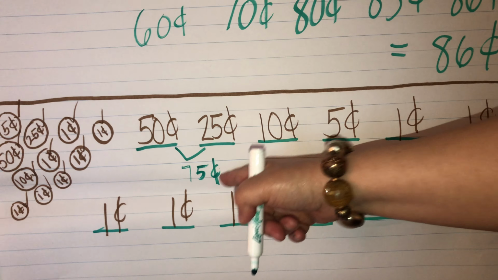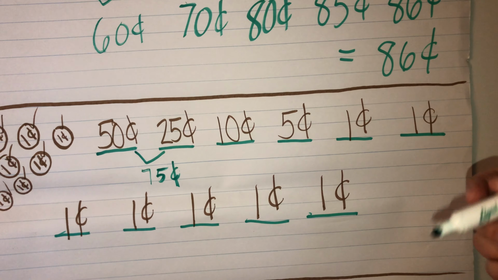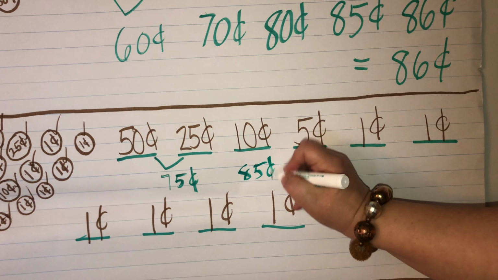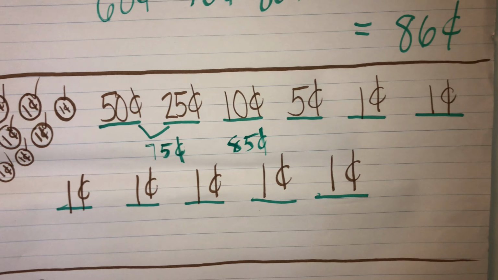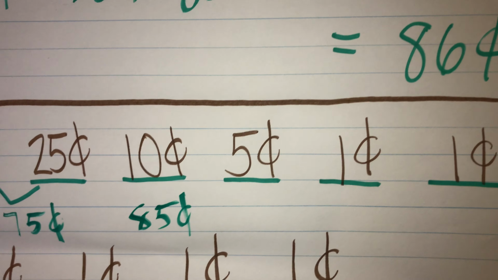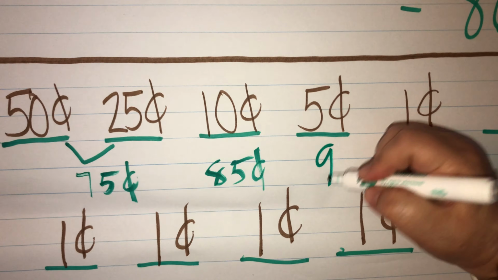So 75 cents, and now I'm adding 10 cents to 75. So I'm going to add 10 to 75, and that gives me 85 cents. I look at my next coin. It is a nickel. 85 plus 5 is 90 cents.